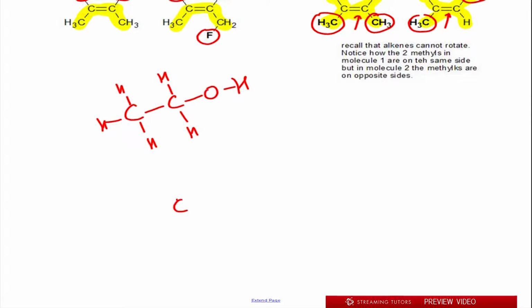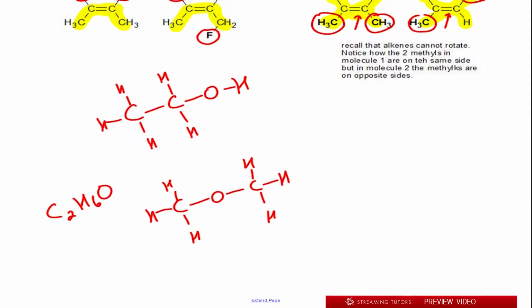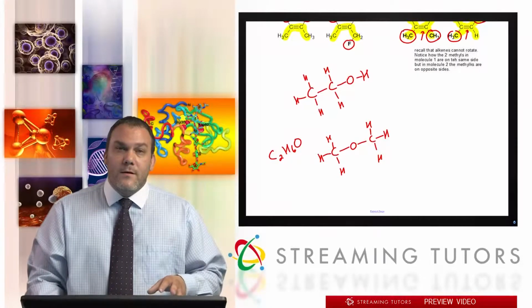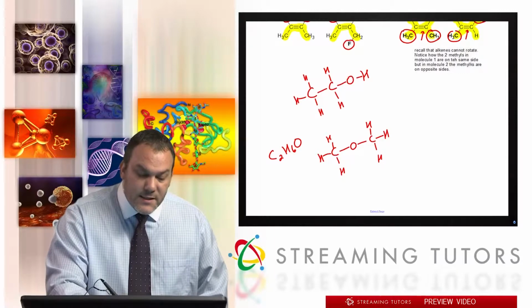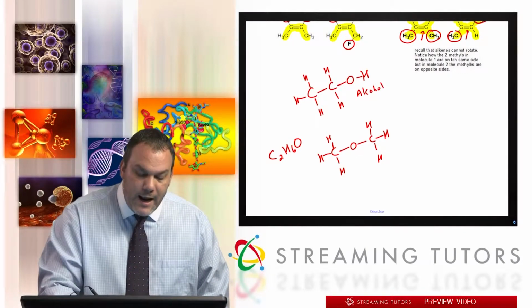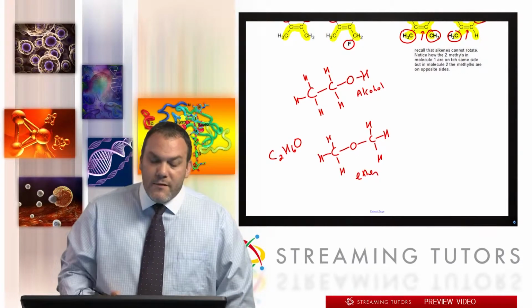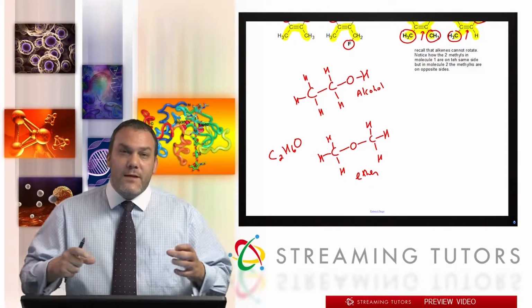But what if I instead were to take that oxygen, put it in the middle, and now I have something that looks like this. If you look closely, they have the exact same formula. They both have C2H6O. So these two have the exact same formula, but they're not the same, right? This is an alcohol, and this is an ether. So that's another example of connectivity differences, okay?